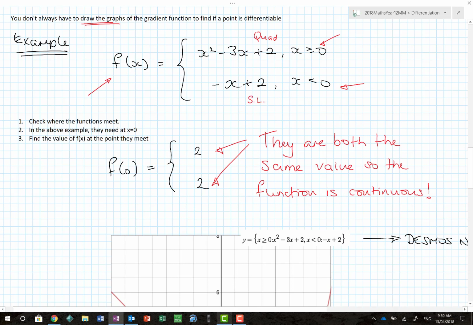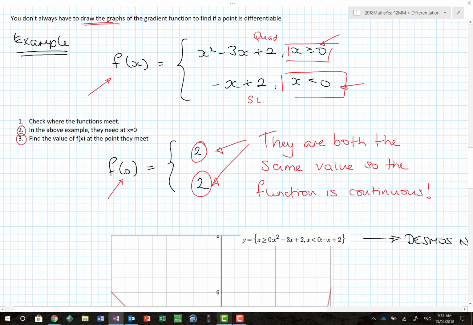The checkpoints say, check where the functions meet. Well, they meet at x equals 0. So it would appear from here that their meeting point is x equals 0. That's point number 2. Find the value of f of x at the point they meet. So when I put 0 into both of those equations, what do I get out? What comes out? Well, 2 for both of them.